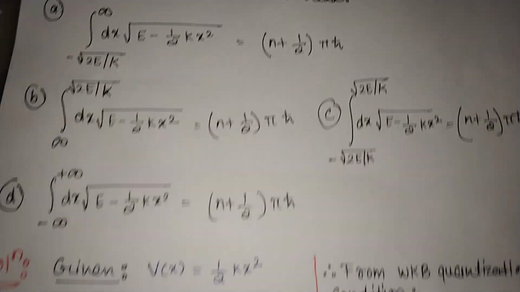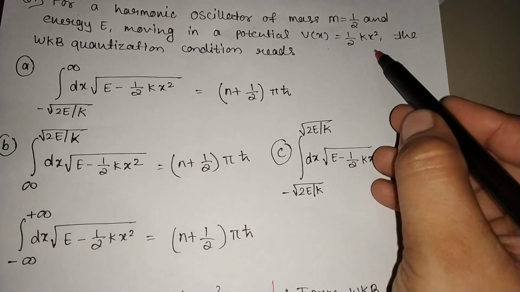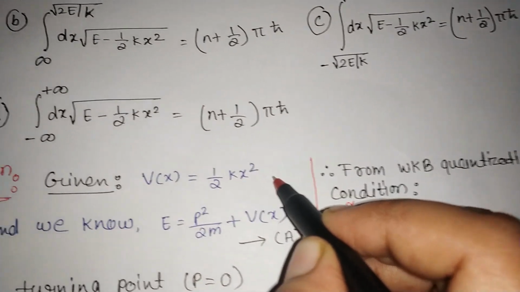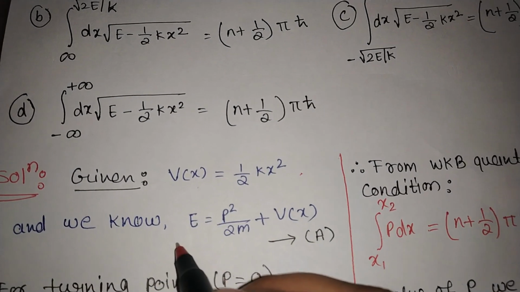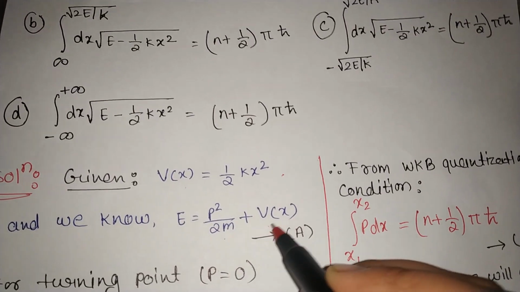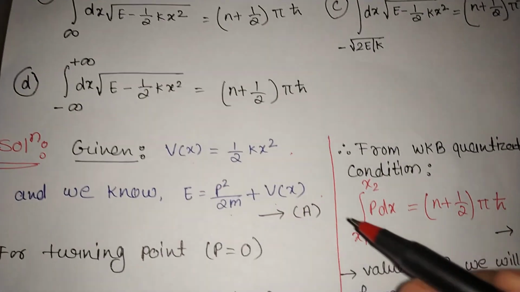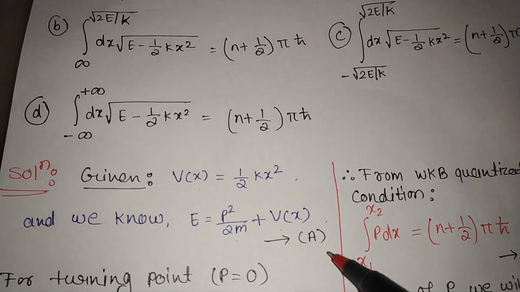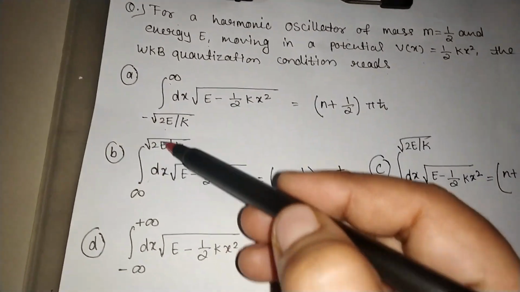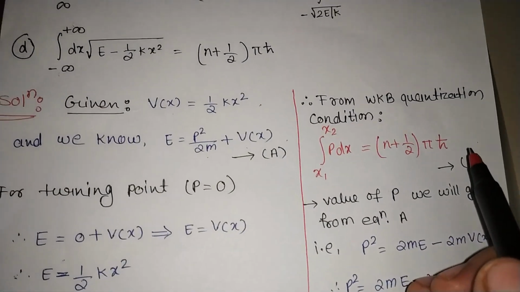First we will write what is given to us, that is the potential, half kx square. Now we know that the total energy is P square upon 2m plus V of x. The next step is we have to find the turning points, because we need the limits here to get our correct option.